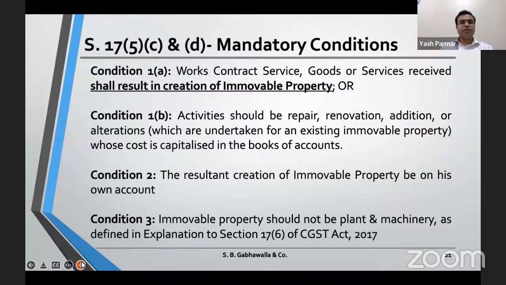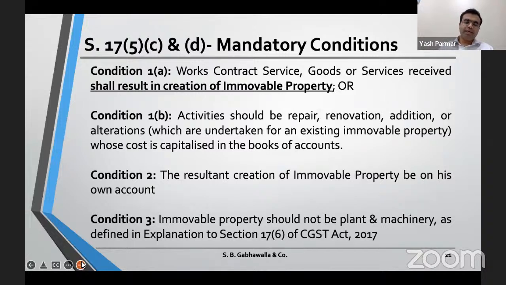The second condition which you need to check is whether the resultant creation of immovable property is used for its own account, for own use. And the third condition which you need to check is that the immovable property should not result in plant and machinery as per the definition which we just saw. If these three conditions are getting cumulatively satisfied, then your ITC will be blocked.